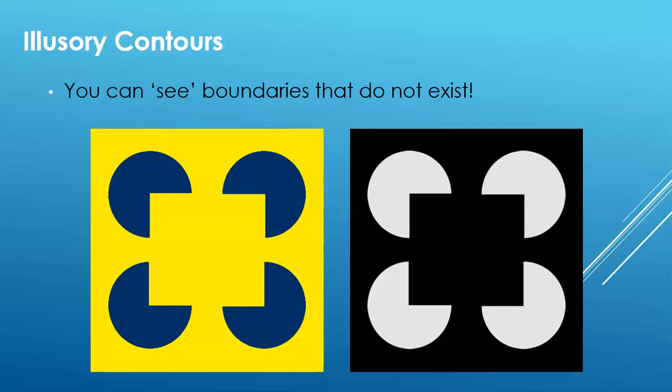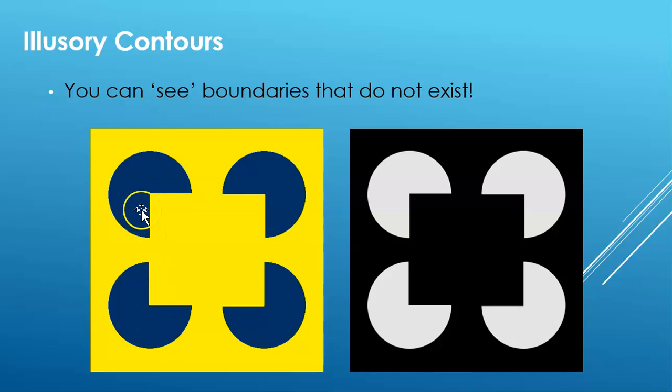We also have some illusory contours, which is that you can see the boundaries that don't exist. So this is another type of Gestalt psychology, pretty much saying that our brain fills in the gaps. Examples for both of these would be that you can see the square in the middle here.